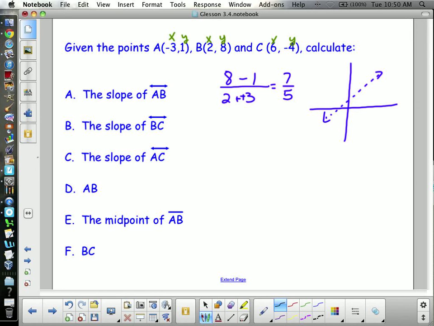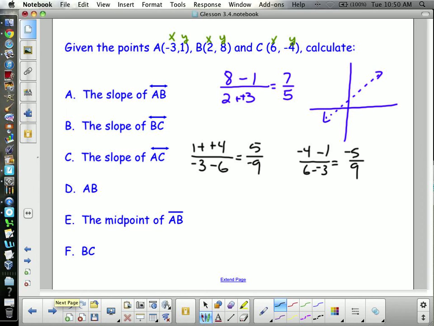Okay, let's look at the letter C real quick for AC. I'm going to do 1 minus negative 4 over negative 3 minus 6. That becomes 1 plus 4, 5 over negative 9. Okay? Now, if you did negative 4 minus 1 over 6 minus negative 3, you get negative 5 over 9.